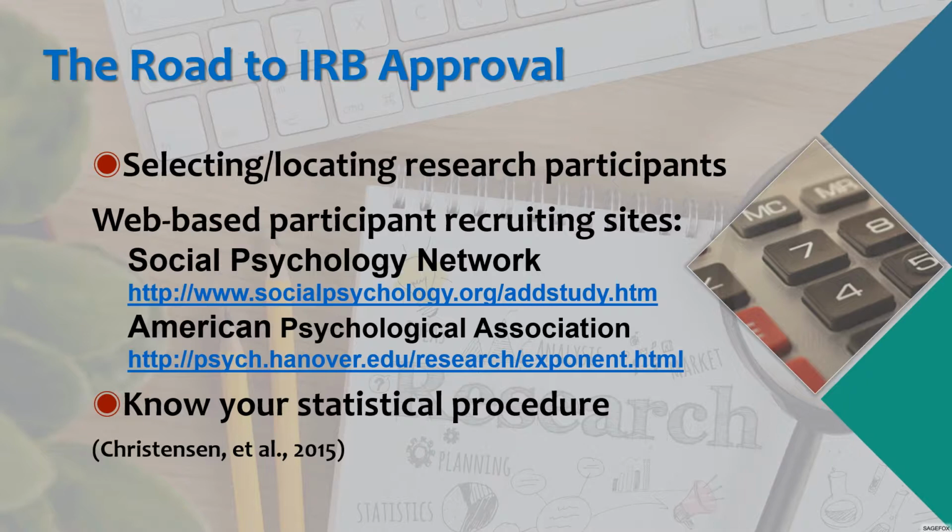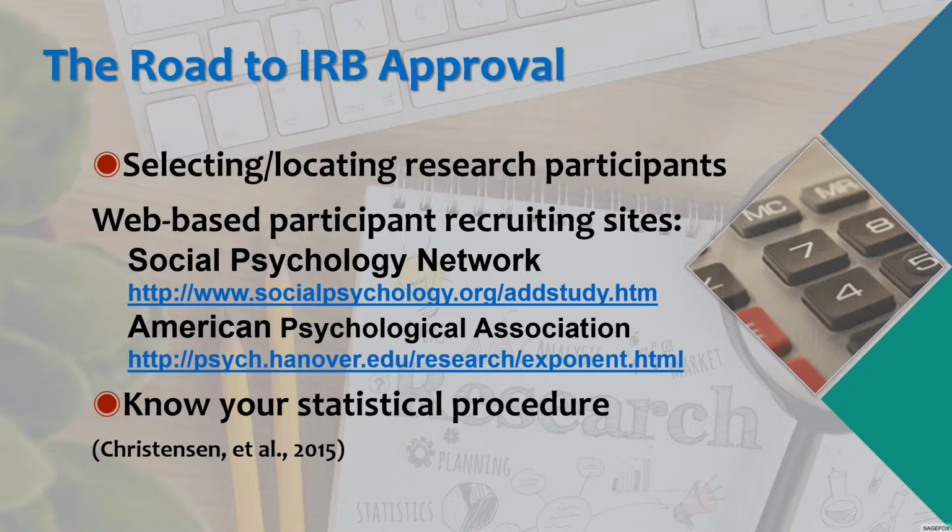Based on the teachings of Christensen, Taylor, and Johnson, 2015, the following items should be addressed in research design in order to ensure the best chance of IRB approval. Your study needs participants if it is experimental. The focus of your research should suggest a target population. One simple way to recruit participants is by using a web survey. The American Psychological Association hosts a website for advertising internet studies, as does the Social Psychology Network.